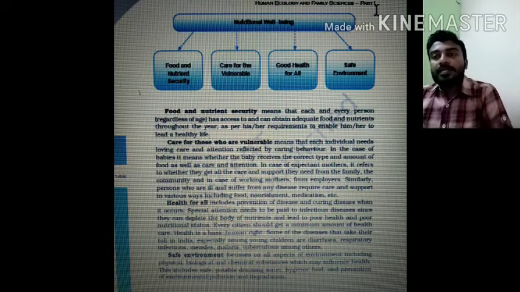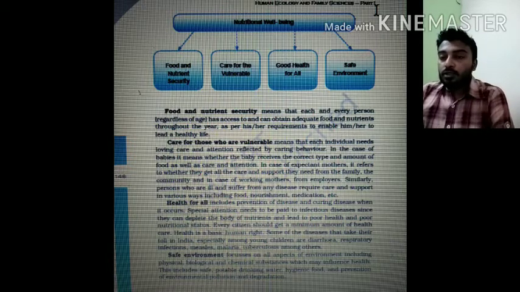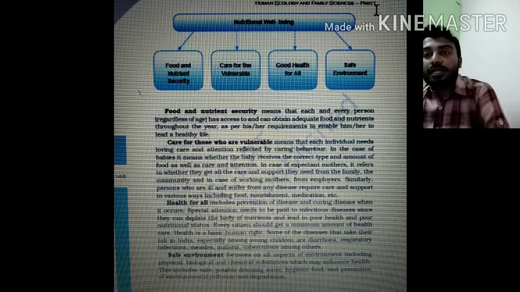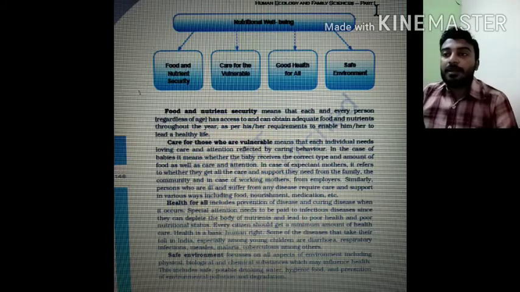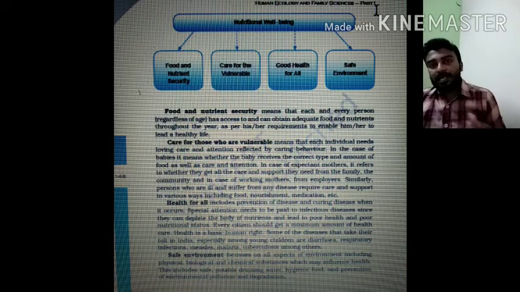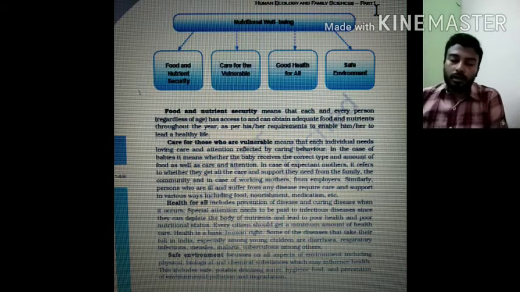Now number 2 is care for the vulnerable. Care for those who are vulnerable means that each individual needs loving care and attention reflected by caring behavior. We will read about caring for the vulnerable in more detail, though it is not in your class.